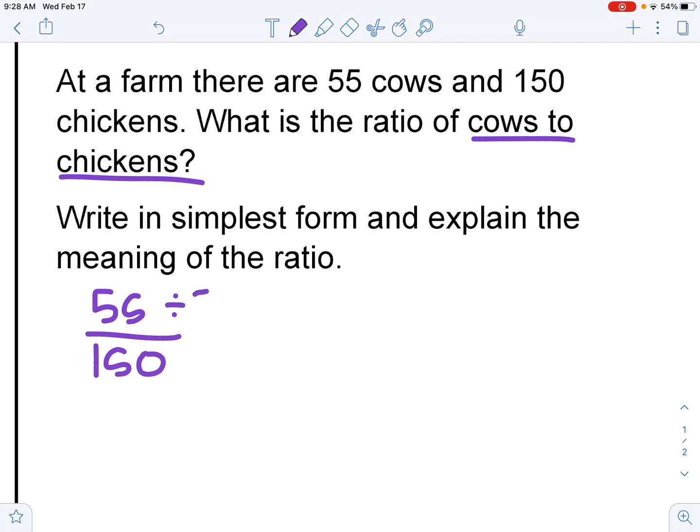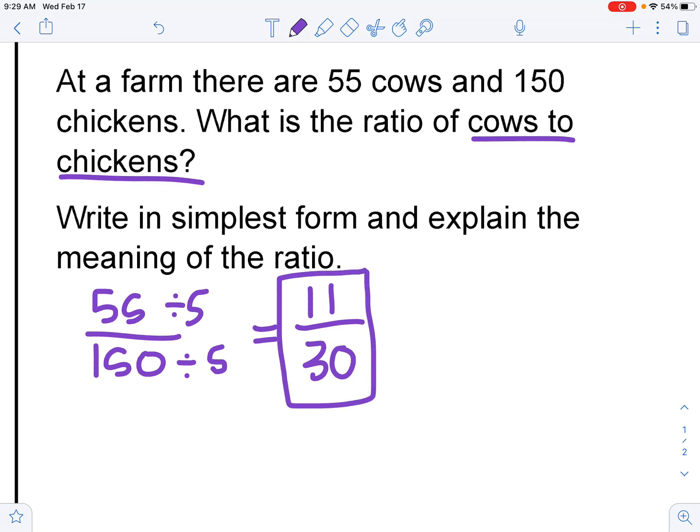So I'm going to start by dividing both of these by 5. 55 divided by 5 is 11, and 150 divided by 5 is 30. I can't simplify this any further, so there's my answer. 11 to 30, or 11 over 30.